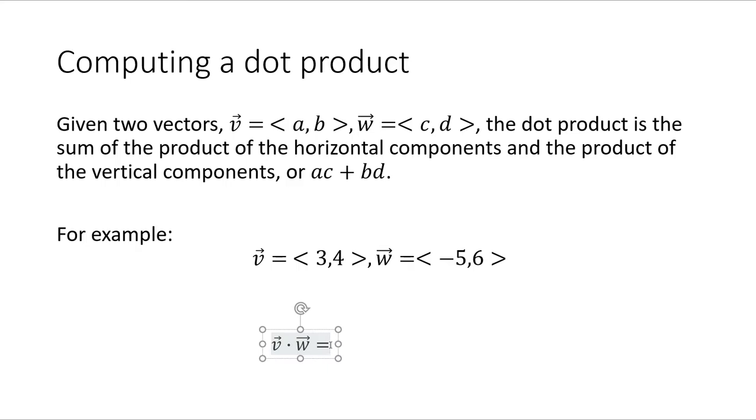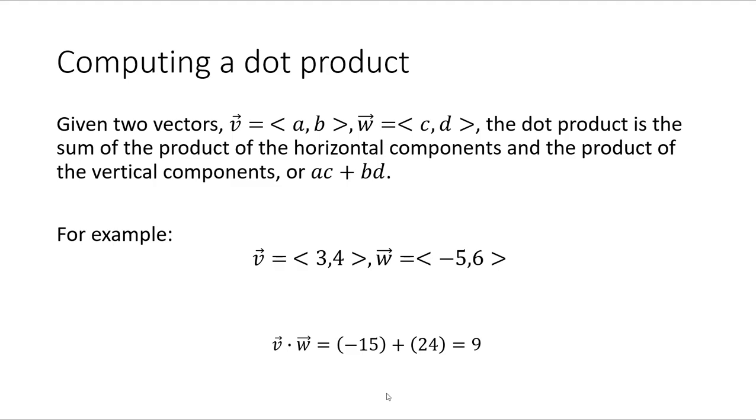Okay, but in this case, essentially all this would be is 3 times negative 5, that's negative 15. Plus 4 times 6, 24. So the dot product of vector v and vector w in this case is just 9. Now, hey, 9, cool, super simple math.